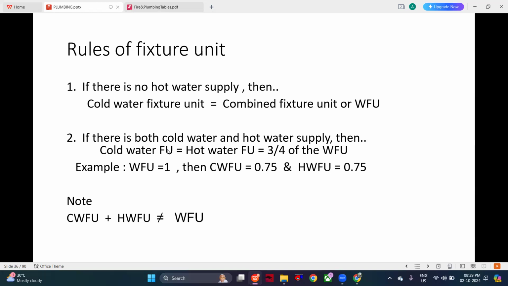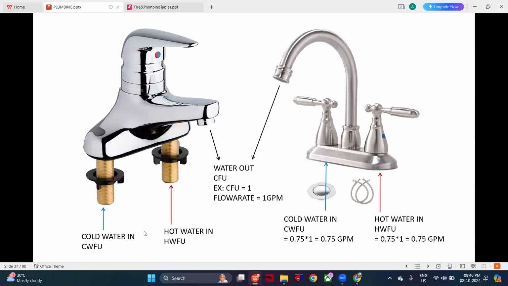0.75. And this is the basic rule: CWFU plus HWFU is not equal to WFU. That is the main thing. If you add 0.75 plus 0.75, you will get 1.5, and the WFU is 1. So that is not equal. So that is the fixture unit. There are rules of fixture units. And this is the idea.